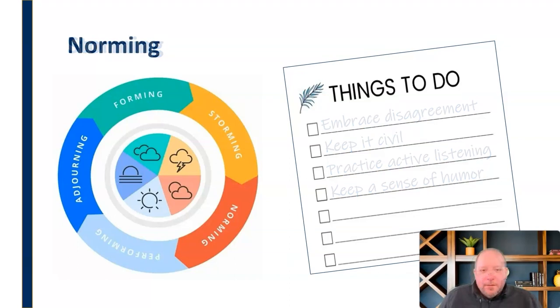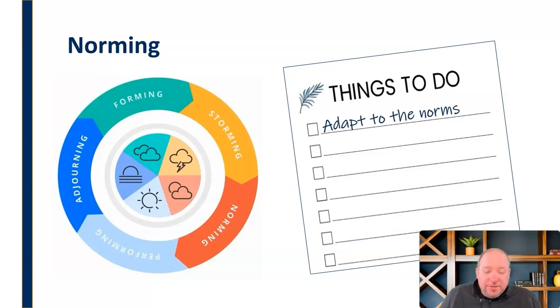Okay, so let's shift gears and think about what we need to do once a group enters the norming phase of development. First and foremost, it's important that we get all the group members to adapt to the norms, and that we do that ourselves as group members. Once we've identified those norms, we want people to adapt to them. We don't want to stifle creativity and force people to do something they wouldn't naturally do, but once we've identified what these norms are, we need people to start following them, so we need to adapt to them and ask others to as well.